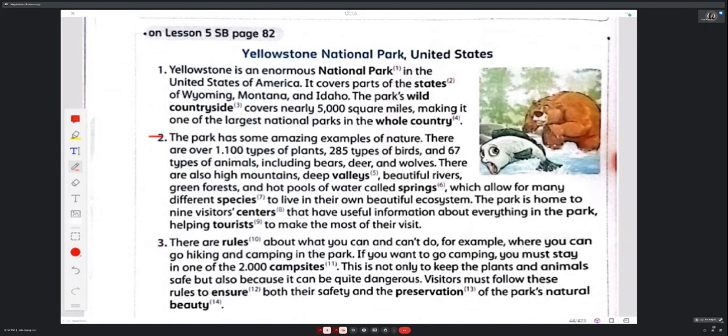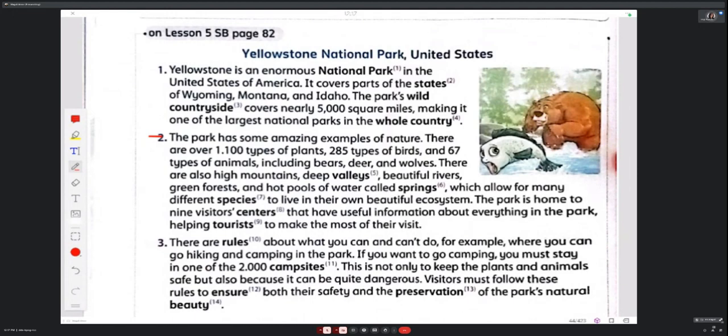There are over 1,100 types of plants, 285 types of birds, and 67 types of animals, including bears, deer, and wolves. There are also high mountains, deep valleys, beautiful rivers, rainforests, hot pools of water, and cold springs, which allow for many different species to live in their own beautiful ecosystem. The park is home to 9 visitor centers that have useful information about everything in the park, helping tourists to make the most of their visit.